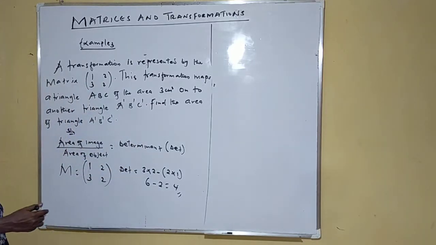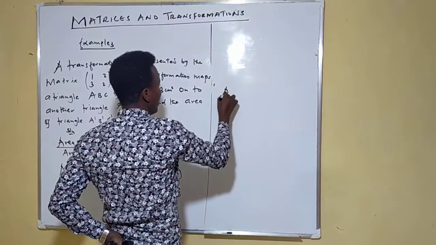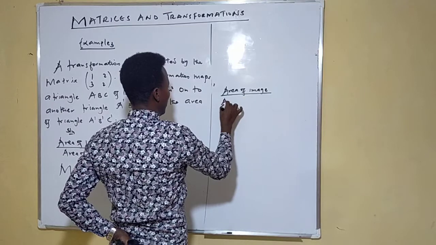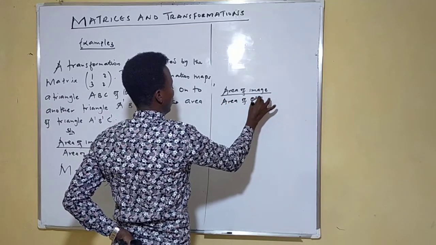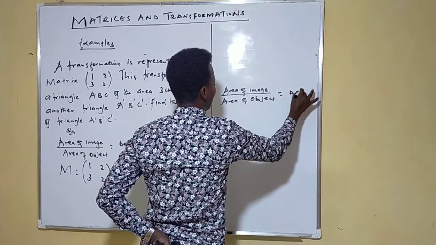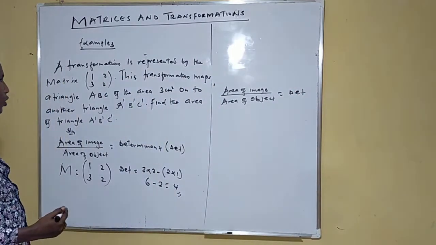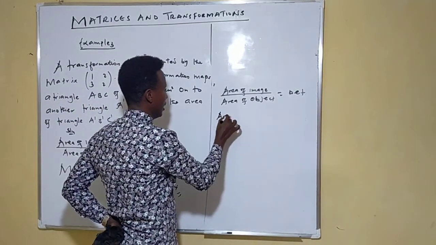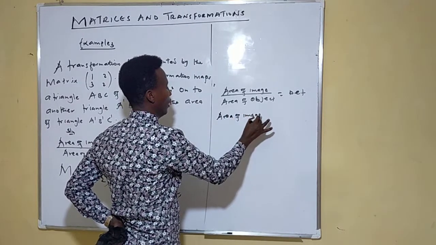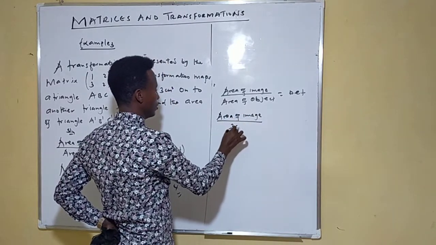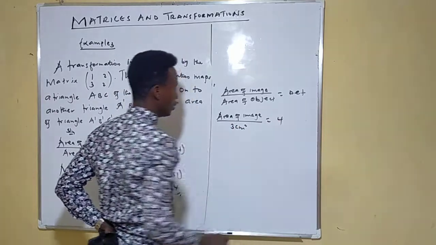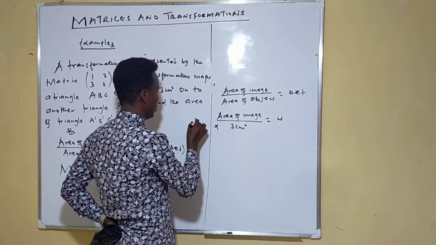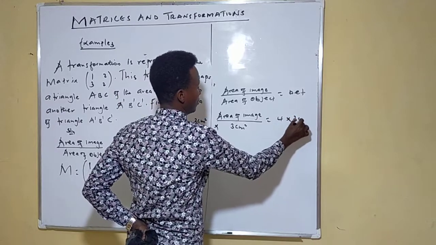But remember, we can say area of image divided by area of object is equal to the determinant. So now what do we have? We have the area of the object, but we don't have the area of the image. So area of image, which we are told to find, divided by area of the object, which is 3 centimeters squared, is equal to the determinant, which is 4. Then times 3 centimeters squared.